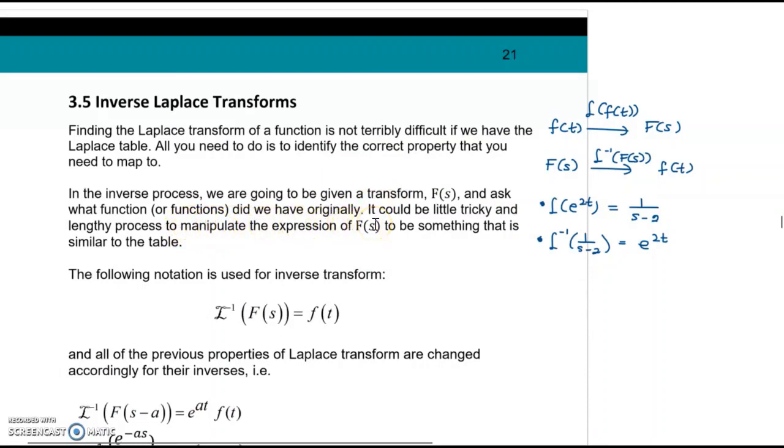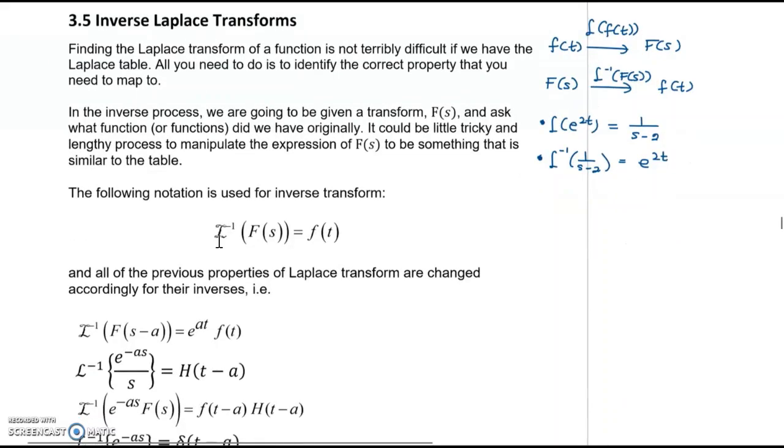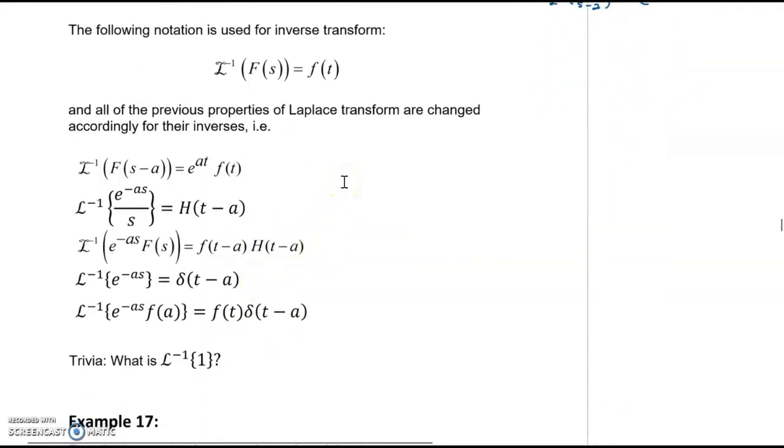So that we have the expression that is similar to the table, and then we can perform the inverse transform. That's normally the tricky part for the student: not being able to manipulate the expression. And in the inverse Laplace transform, all of the previous properties that we have seen in the first part are changed accordingly.